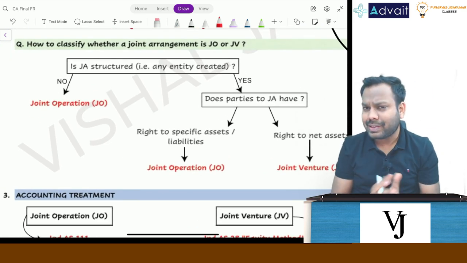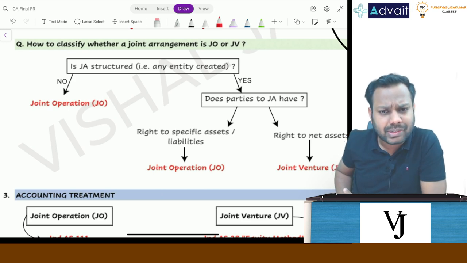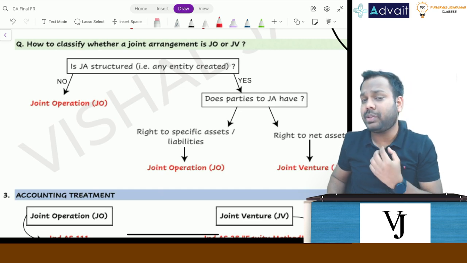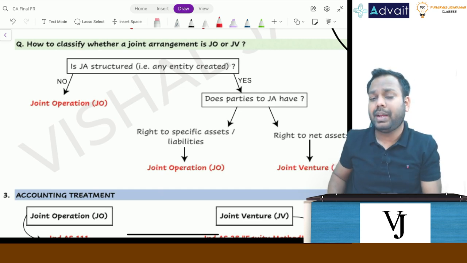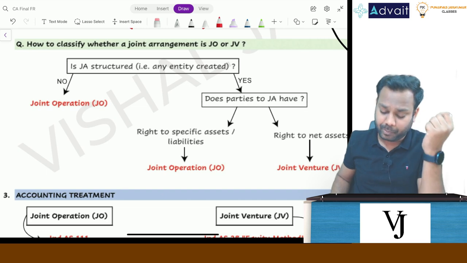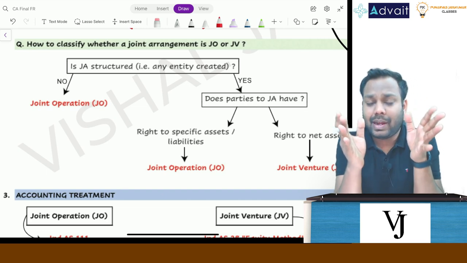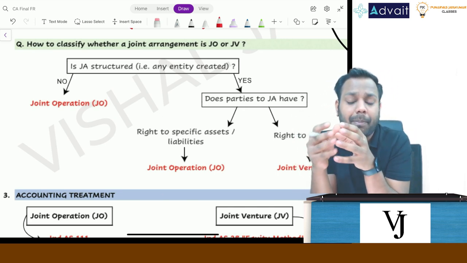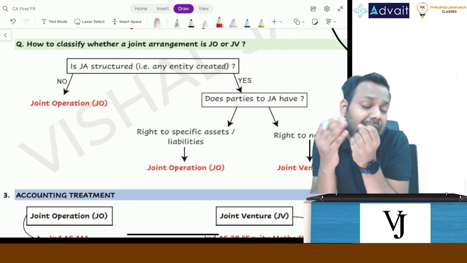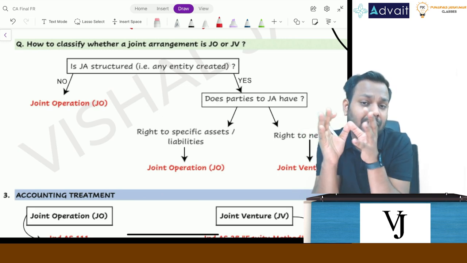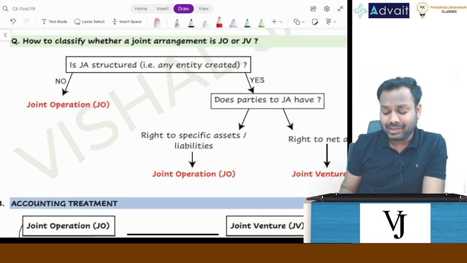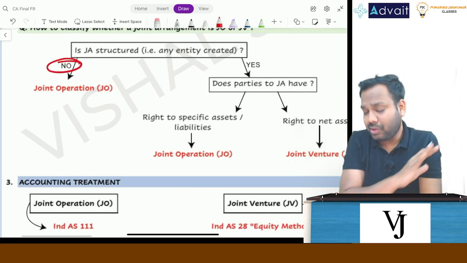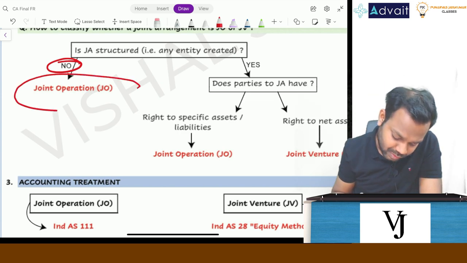Standard says, see, assess, is the joint arrangement structured? Structured means any separate entity floated for that. Okay, now basically when A, B and C are together, have they formed a new entity through which they represent as a single control? Okay, so is it structured? If the answer to that is no, if it is not structured, then it is conclusive evidence that it is a joint operation.